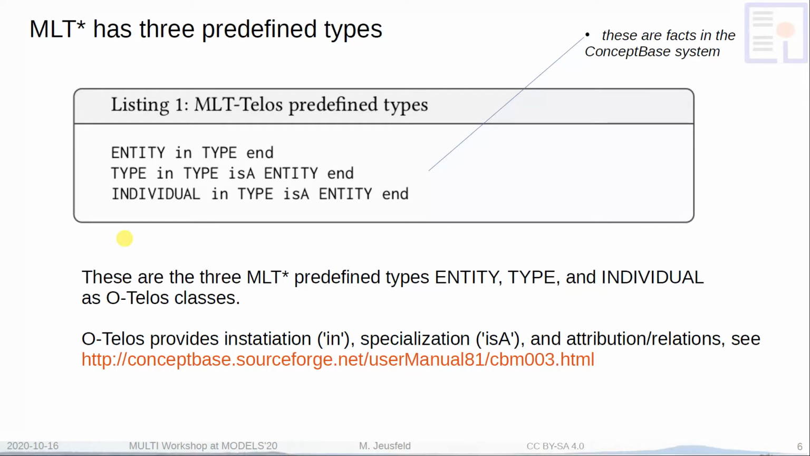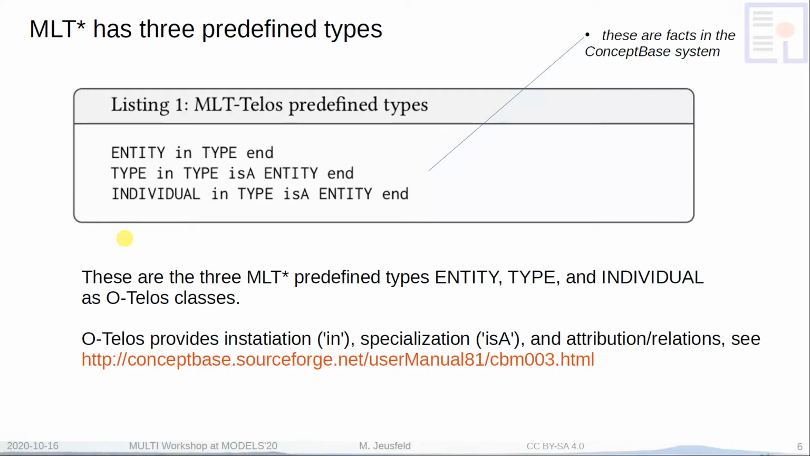The first is Entity. That stands for anything in MLT star, so both objects or instances and types. Well, types are more or less a synonym to a class for object-oriented people here. So we define Entity to be an instance of Type, because it is a type. It can have instances. Then Type itself is also declared. It is an instance of itself because it can have instances such as Entity, and we'll see later other instances.